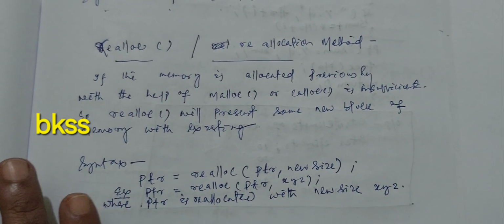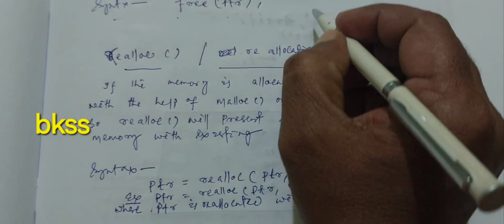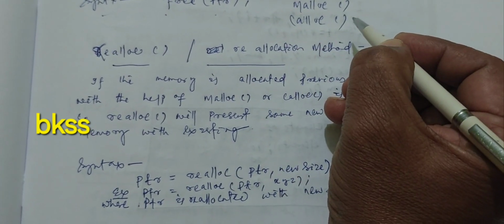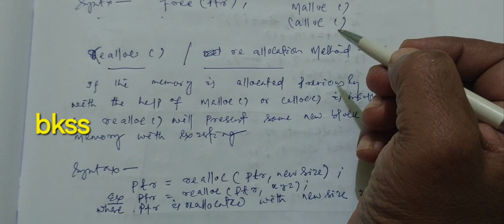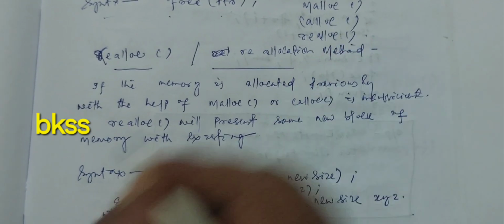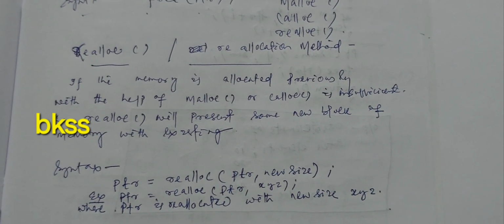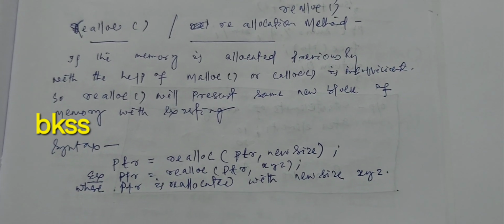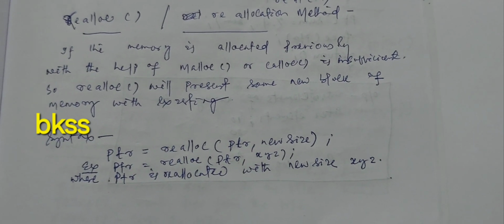Another concept is the reallocation method. If the memory was previously allocated with malloc or calloc, and then the programmer feels that some more memory locations are required, we use realloc. This function increases the size of the allocation at runtime, which was allocated by calloc and malloc. If the previously allocated memory is insufficient, realloc will provide a new block of memory along with the existing one.